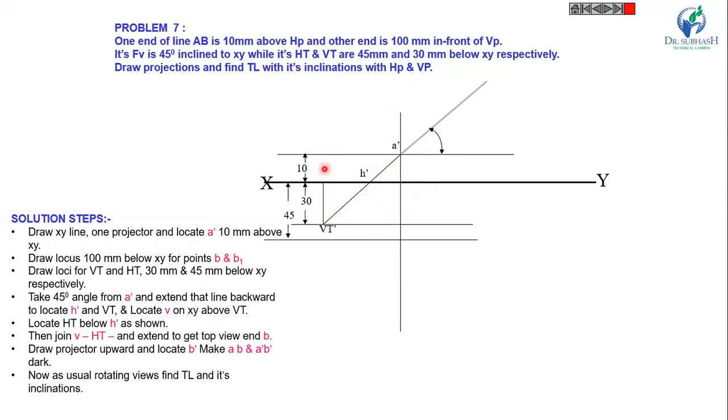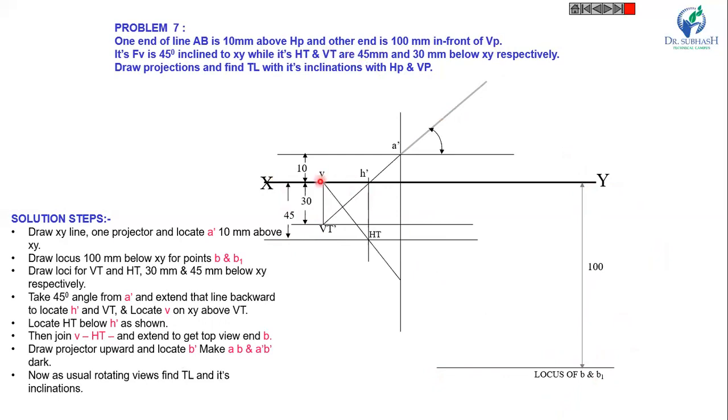Now draw the projector from VT. So this point is V. Now from H dash, draw a projector. It will intersect the locus at 45 mm. This is our HT. Now the other end is 100 mm in front of VP. That means it is 100 mm below the XY line. So at 100 mm, draw another locus, which is parallel to the XY line. This is the locus of B and B1.